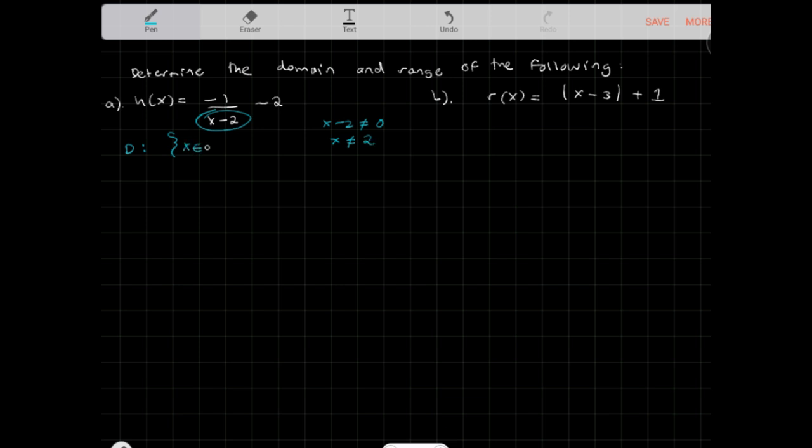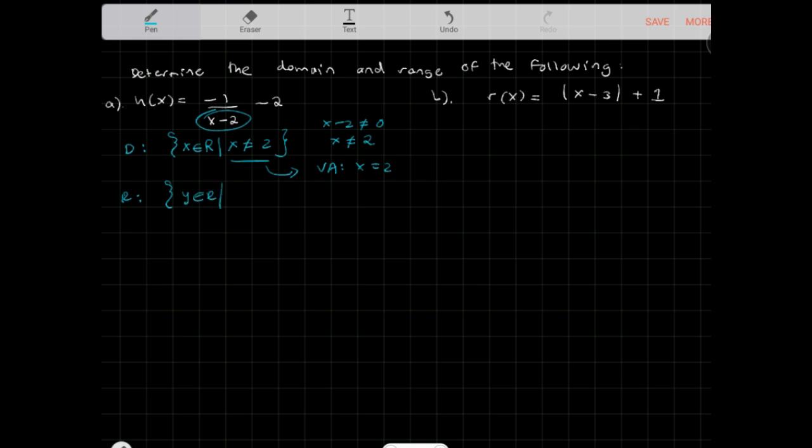So we can write down in our domain statement, x belongs to all real numbers, but x cannot equal 2, right? This restriction on the domain is the vertical asymptote when x is equal to 2. Now this question didn't ask us to construct a graph, but it's useful to understand what the vertical asymptote is. Now in this case, the range, y belongs to all real numbers.